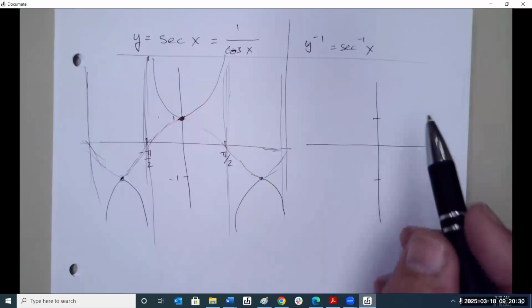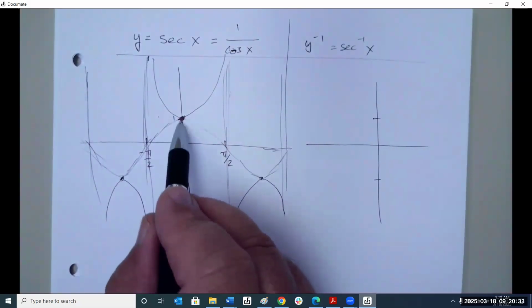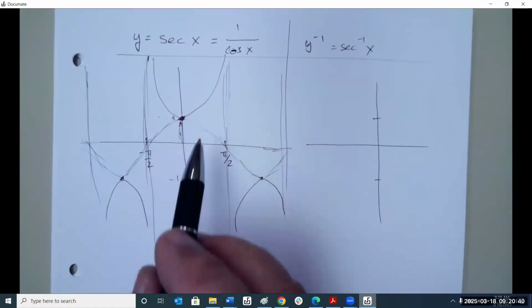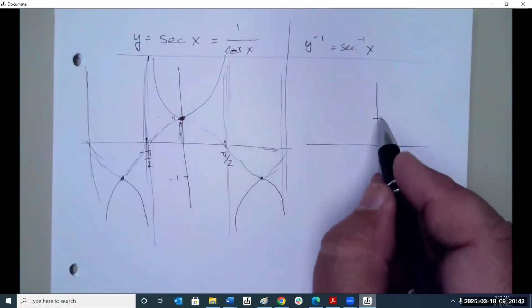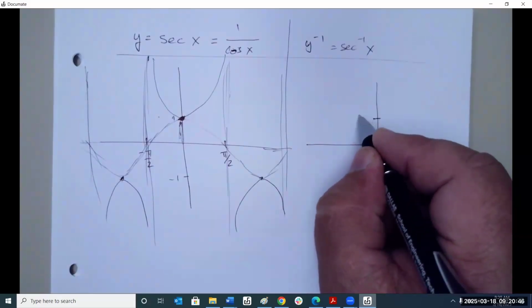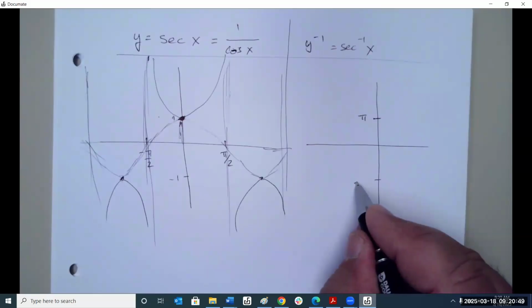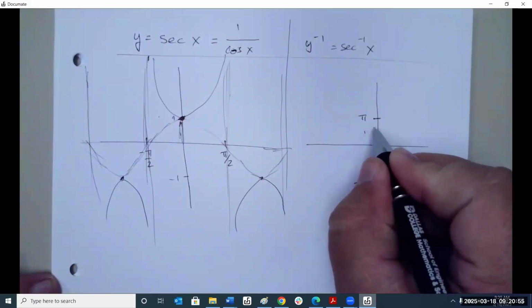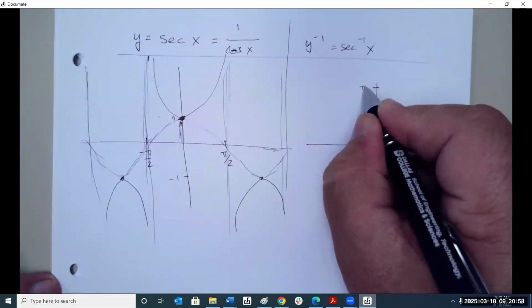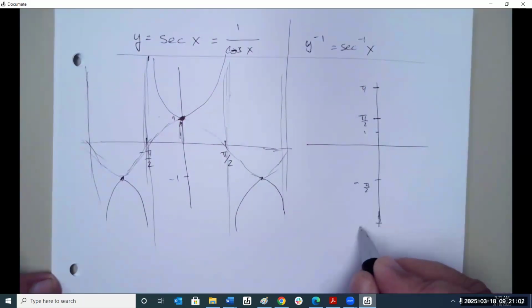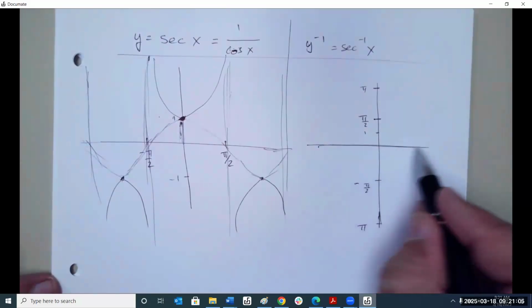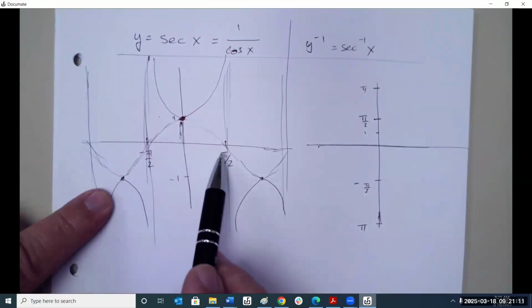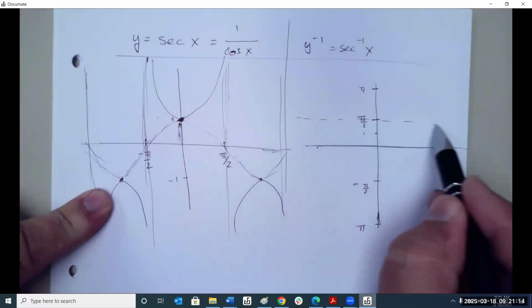Notice now the graph, because it shifted up relatively pi over 2 units. This is one, negative one, and it's a domain of there. Make that pi over 2, make it bigger. Because at pi over 2, negative pi over 2, we have asymptotes. We can't cross that.